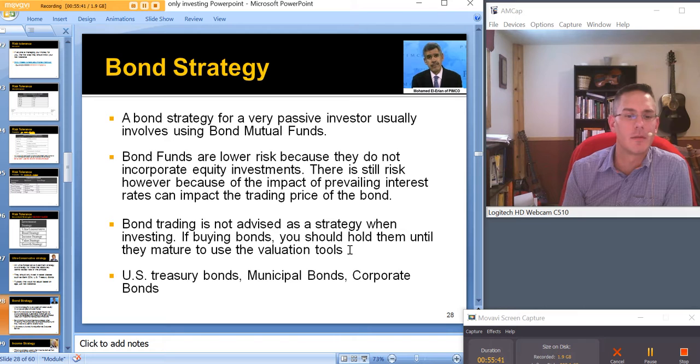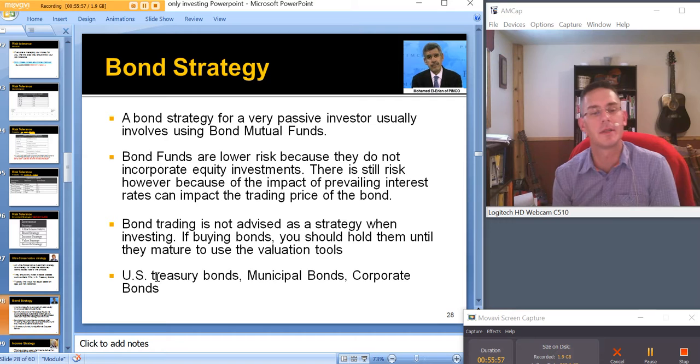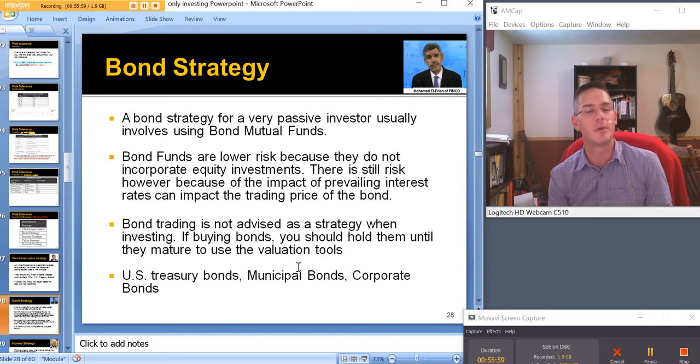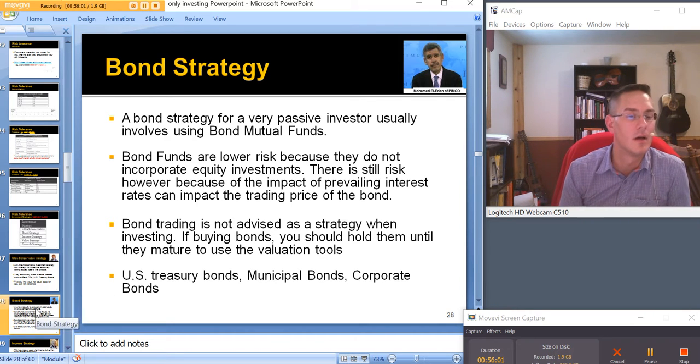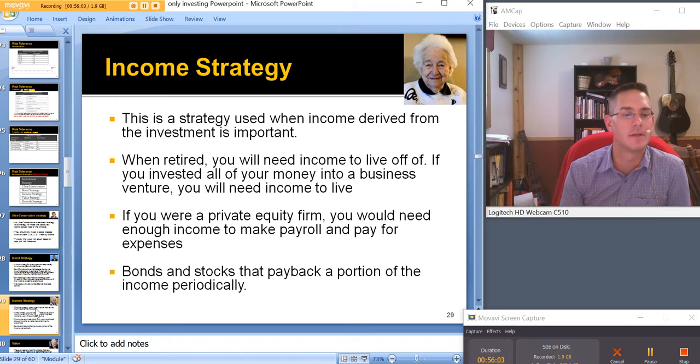Now, we're not going to talk about bond trading in here. We're going to be talking about bond investing, which is buying a bond and holding it until maturity. That's what we'll be talking about in here. And the type of assets that you would purchase if you're at a bond strategy are everything from U.S. Treasury bonds to municipal bonds to corporate bonds or bond mutual funds.